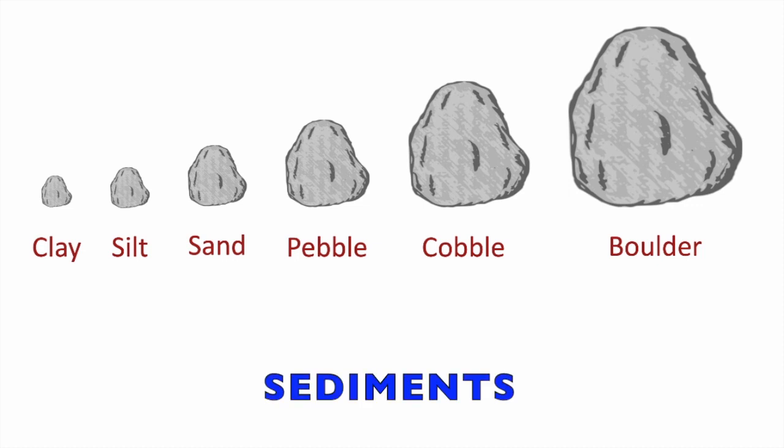There are different types of sediments, and we classify sediments by size. The tiniest sediments are called clay. Clay particles are so small that you typically need a microscope to see them. The largest sediments are called boulders. Yes, a boulder is considered to be a sediment. Silt, sand, pebbles, and cobbles are in between in size.